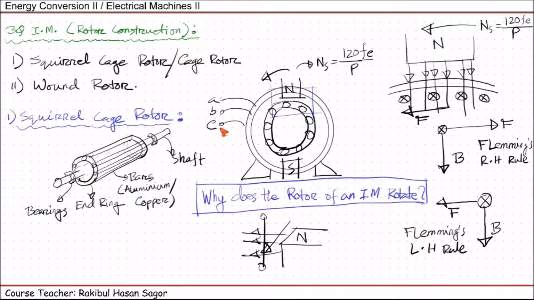So if we change the supply of any two phases, the direction of rotating magnetic field will be reversed, and the direction of the rotor will also be reversed, because in order to reduce the relative speed between the rotating magnetic field and the rotor, the rotor will start rotating in the same direction of the rotating magnetic field. This is the operating principle of a three-phase induction motor with a squirrel cage rotor in brief.